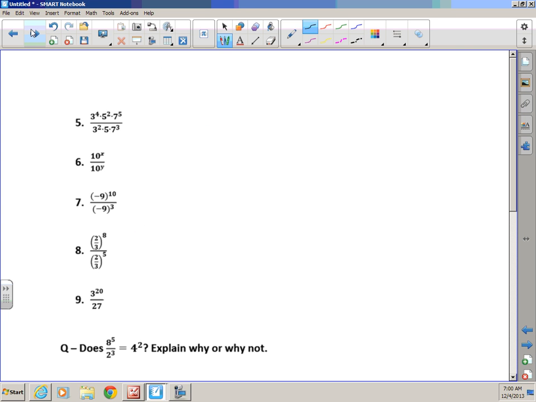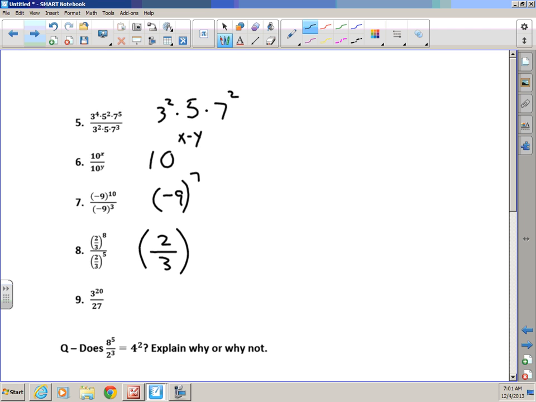Here, I match up my pieces. 3 squared, 5, and 7 squared. All right, I'm not worried about evaluating this right now. Next one, 10 to the x minus y power. Next one, negative 9 to the 7th. If the negative number is inside parentheses, then you have to keep it inside parentheses. Next one is 2/3. Make sure that's in parentheses to the third. We're going to see that in tomorrow's lesson.